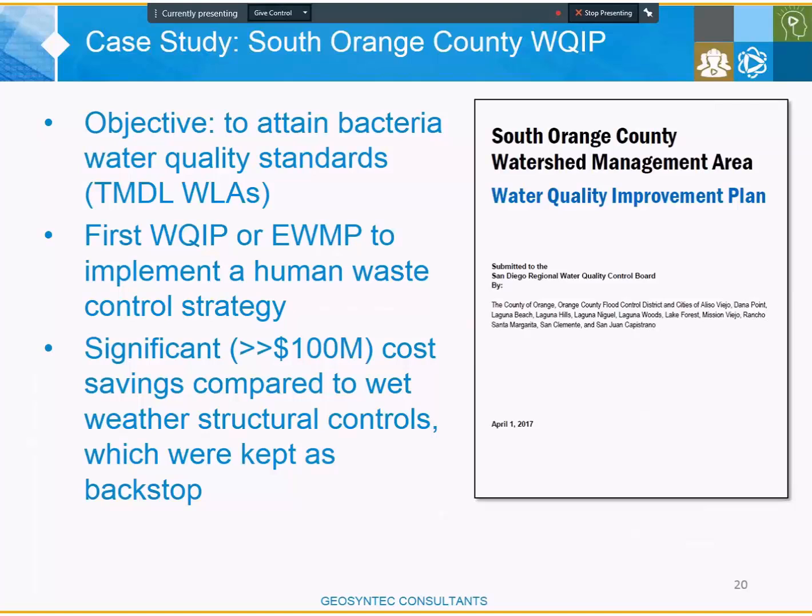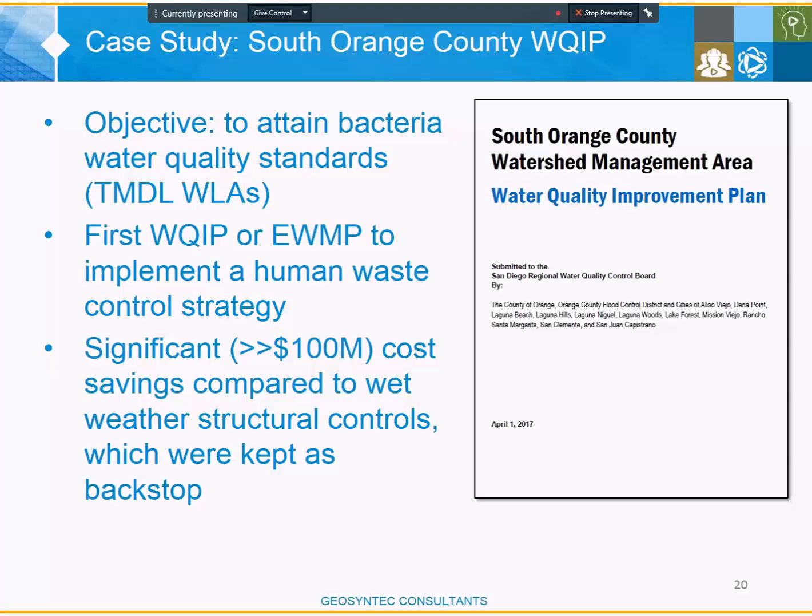And this was the first WQIP or EWMP, for that matter, to implement what we came upon was a human waste control strategy. So we went away from treatment of stormwater as a whole, which conveys a bunch of sources of fecal and environmental non-fecal sources of bacteria. And we went towards just saying we want to focus on what are the sources of recreational impairment, and that's pathogens, and that's coming from human waste primarily.